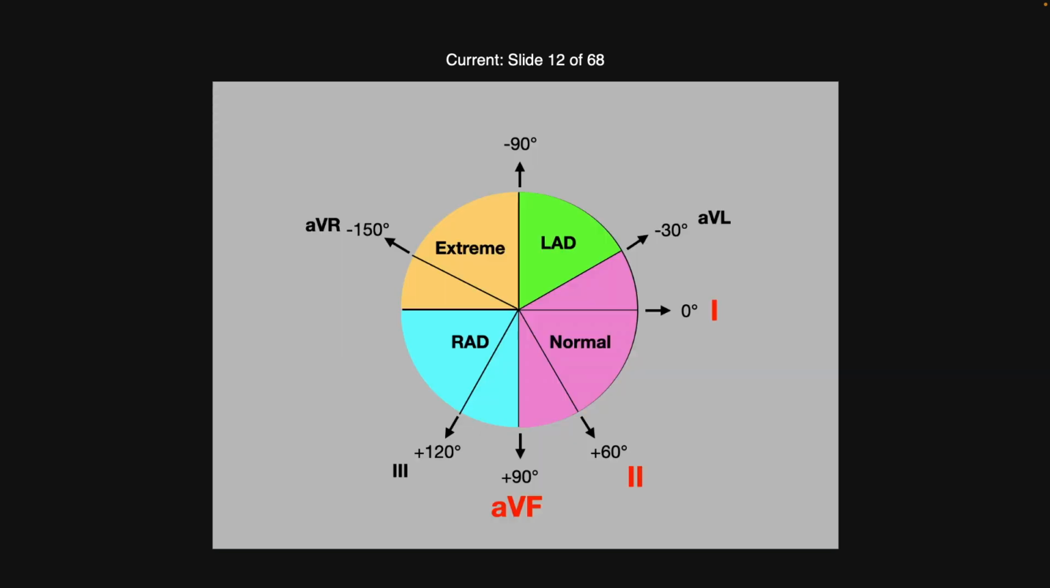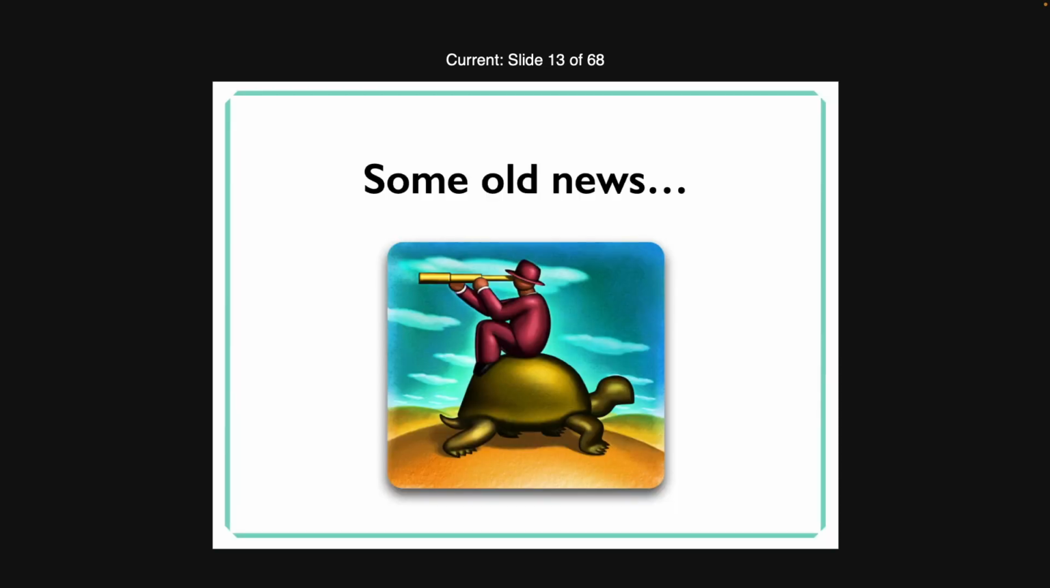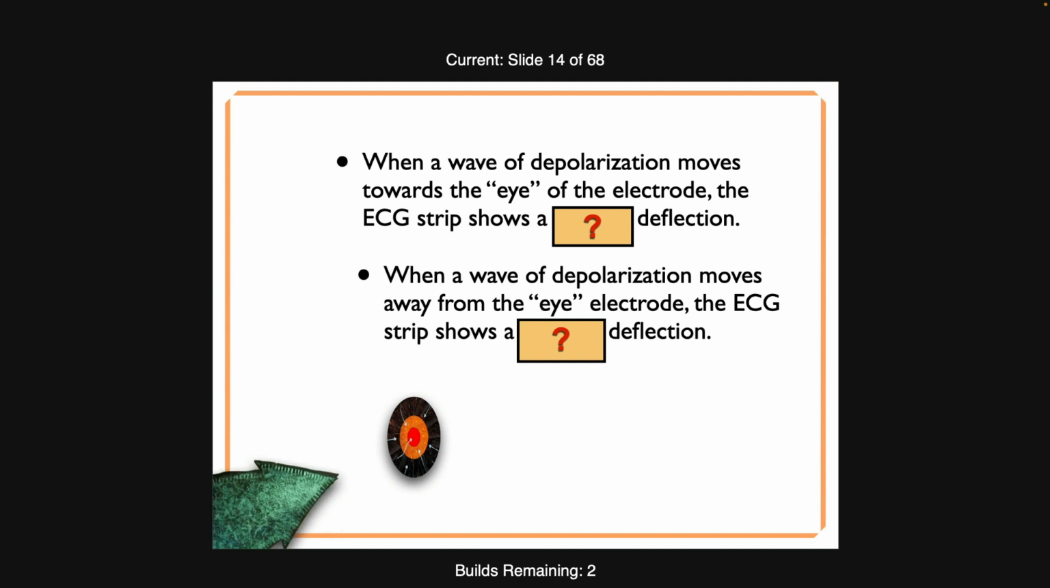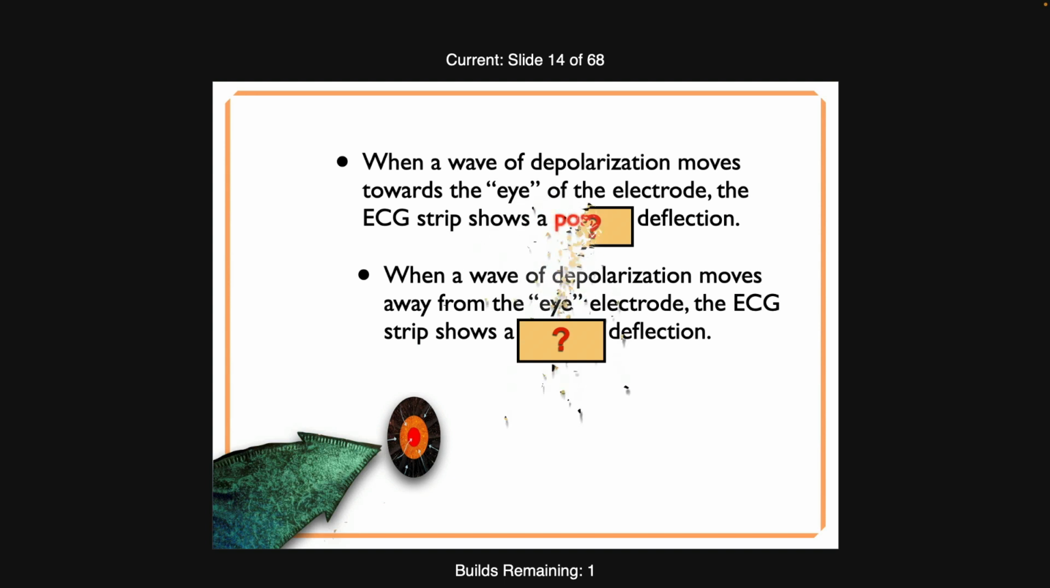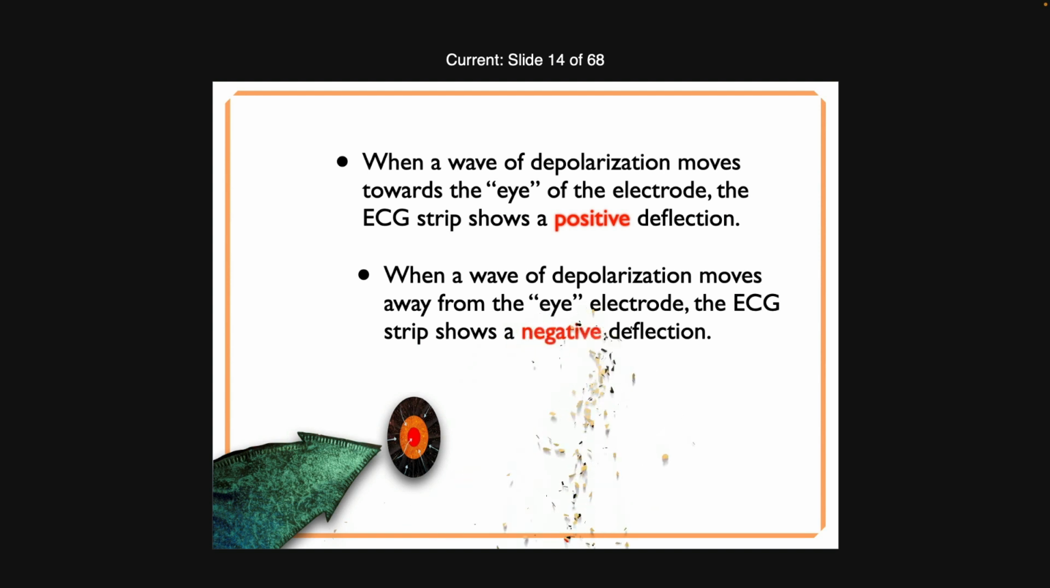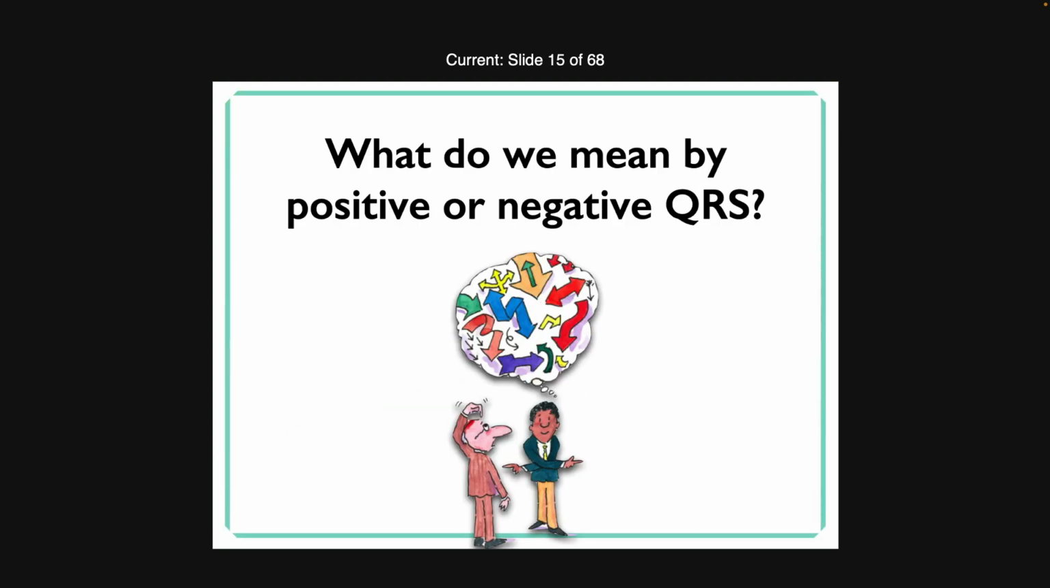Here's our layout. First of all, we're going to start with some old news, and you all know this. When a wave of depolarization moves toward the positive electrode, the ECG strip shows a positive deflection. When it moves away, it shows a negative deflection. So let's make sure we're on the same page about what we mean by positive or negative QRS.